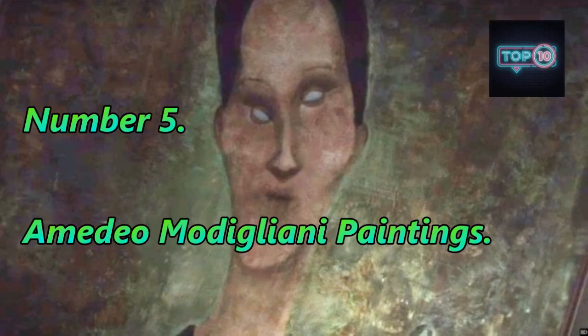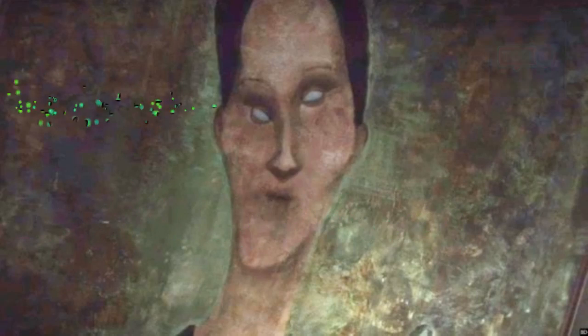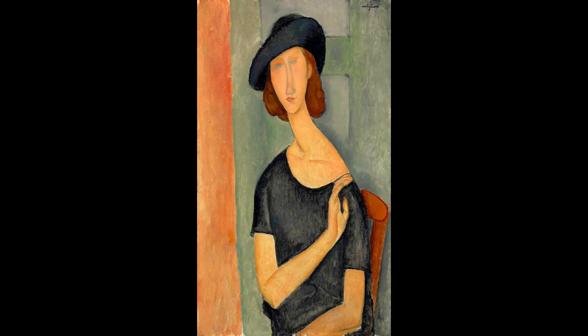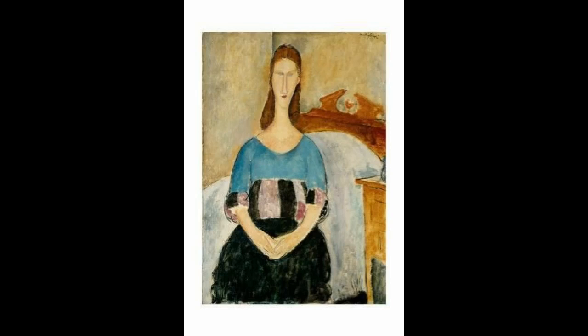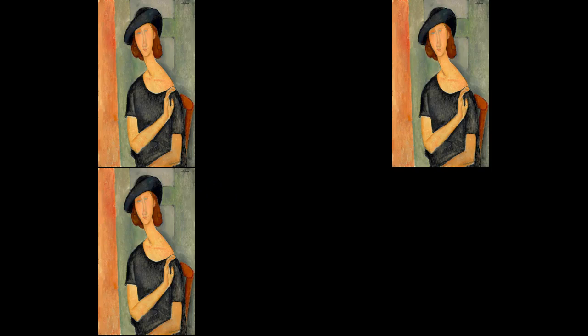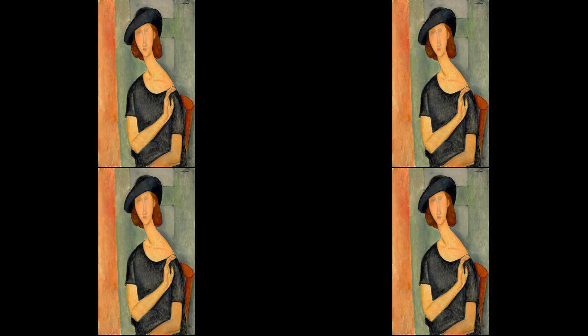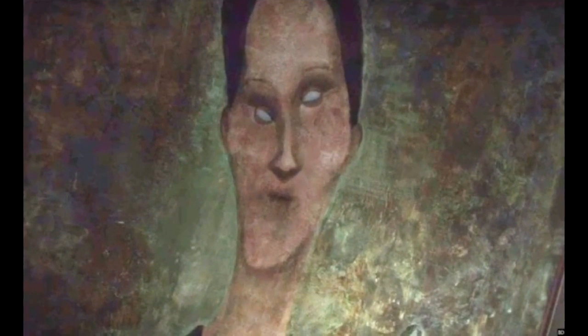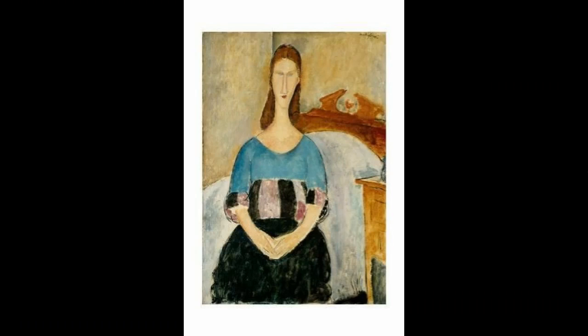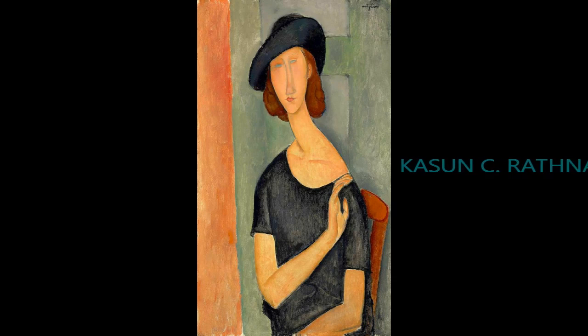Number 5. Amedeo Modigliani paintings. The Beast in Stephen King's It is a shapeshifter, ready to take the form of anybody's most terrible nightmare. Frequently, it appears as Pennywise, the deranged, threatening clown. But in director Andy Muschietti's 2017 film adaptation of King's tale, it also transforms itself into such guises as a werewolf, a leper, and a female flute player who emerges from an Amedeo Modigliani painting in the office of the father of young Stanley Uris.